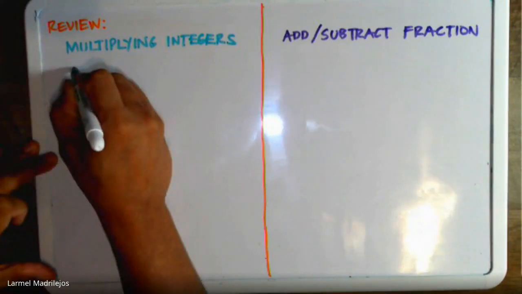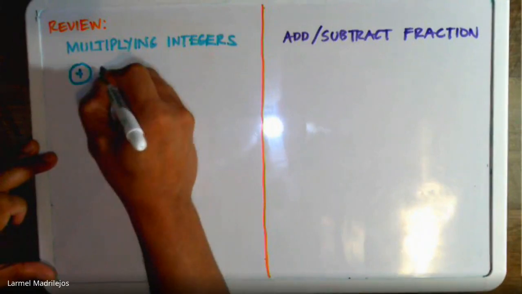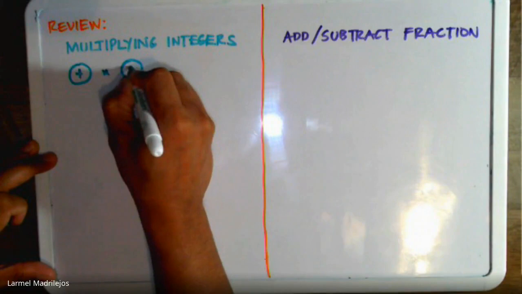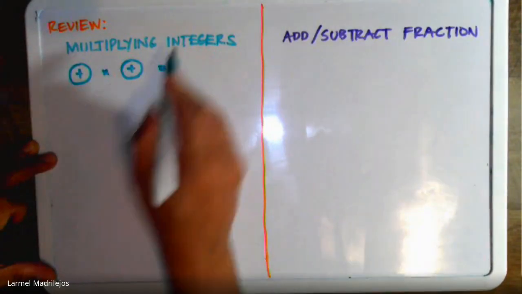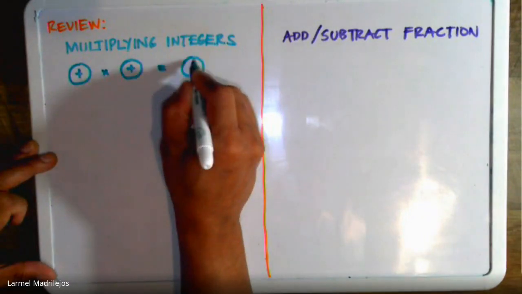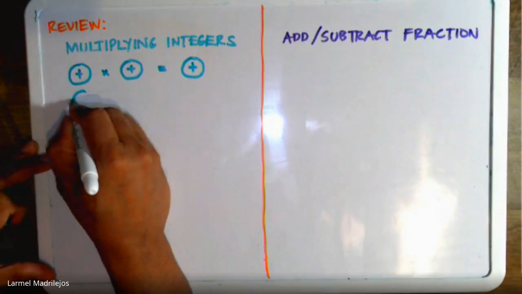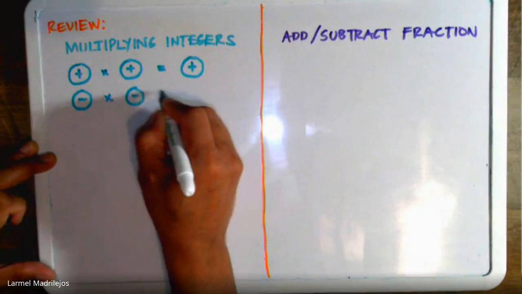I'm going to multiply two signs that are the same. A positive times a positive is a positive. Another same sign: a negative times a negative is equal to a positive.